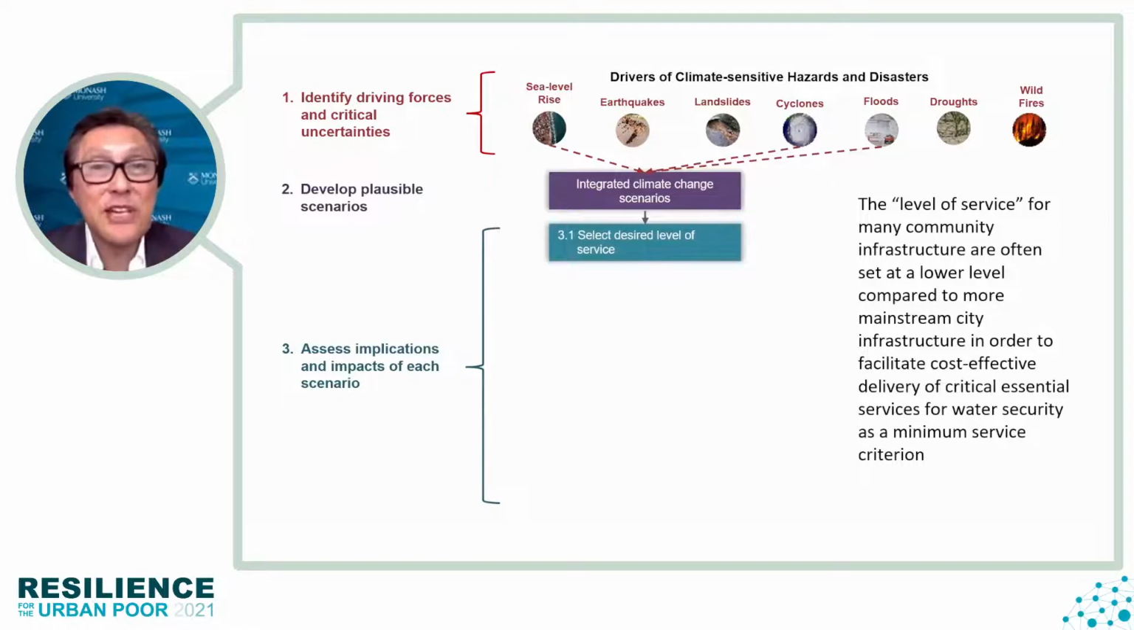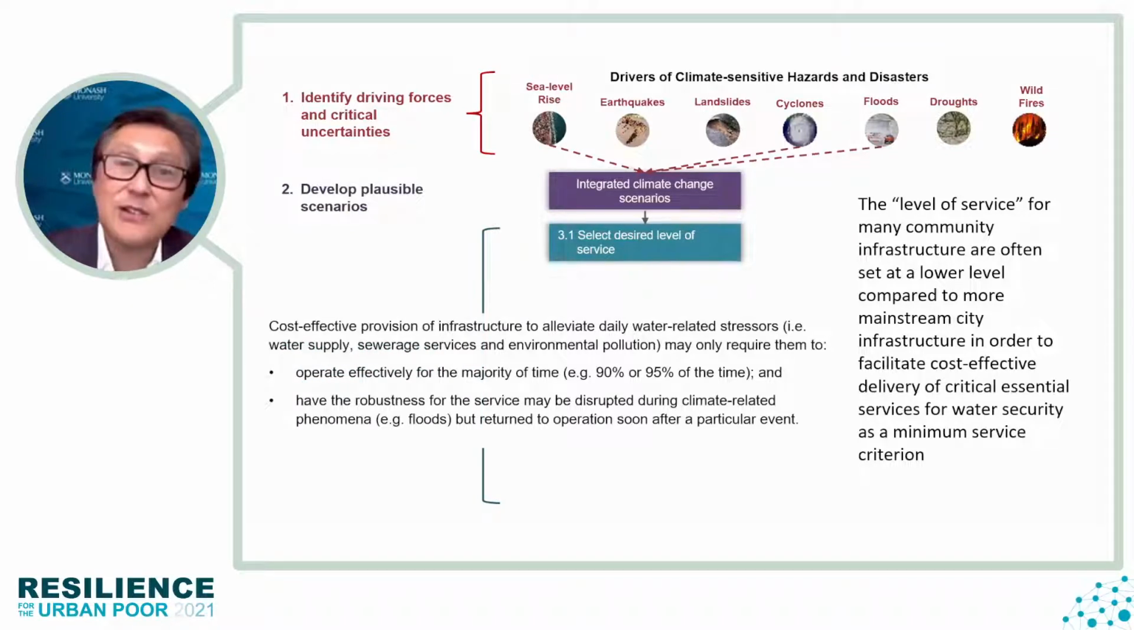And the next thing that we would do is to select what we call a desired level of service. Many community infrastructure for the urban poor are often set at a level that balances the issue of costs of the infrastructure to the level of service that the infrastructure can provide. So unlike your major freeway in your city, which may be designed for the 100-year event or even larger, you often find that access road and community infrastructure are designed to a much lower standard. It will be a level of service that basically alleviates the day-to-day difficulties that those communities are exposed to.